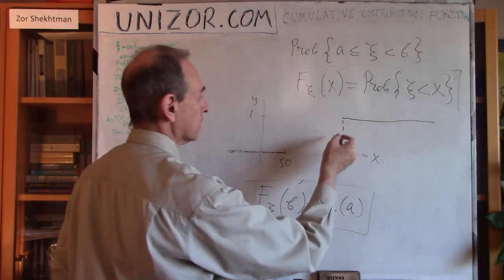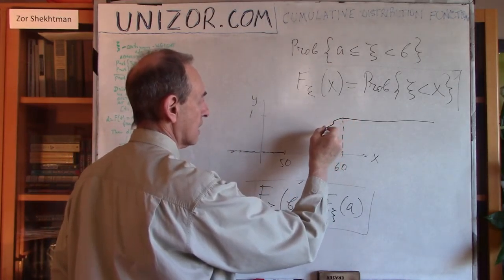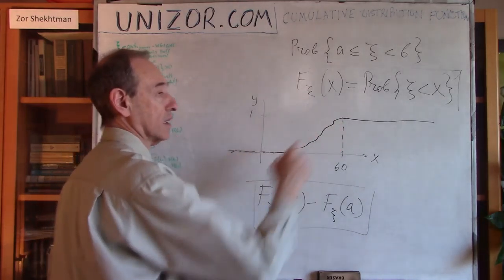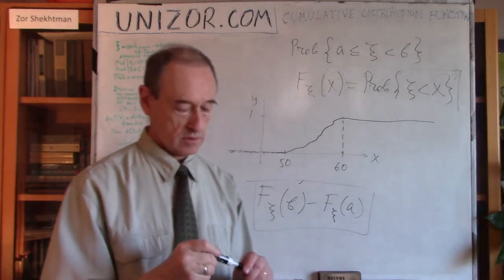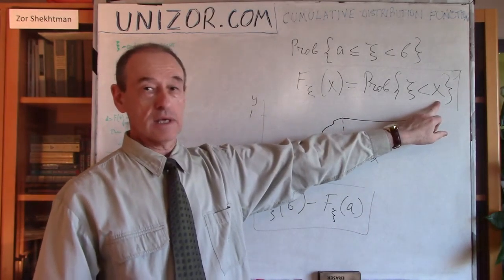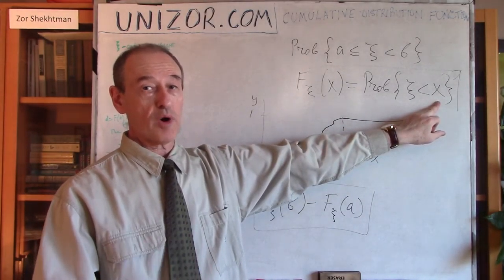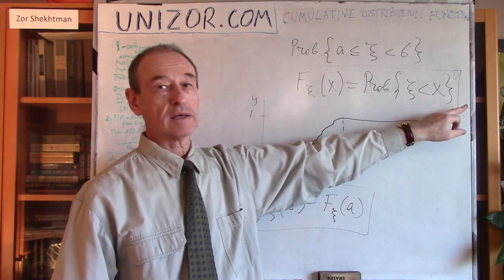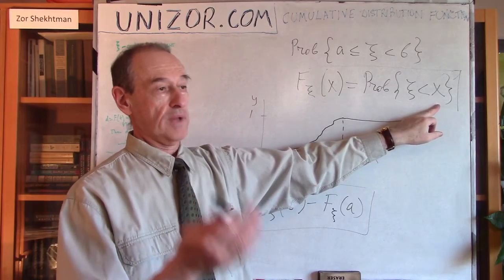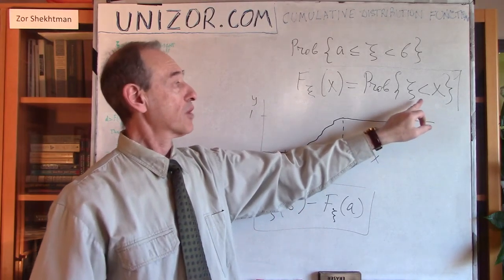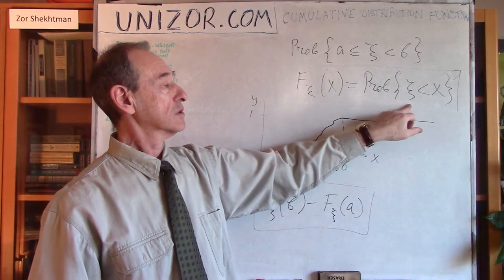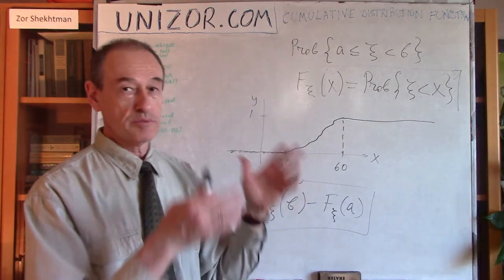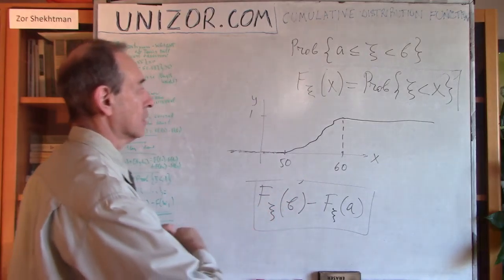Now, in between, it's whatever it is, but I would like to say that it's a monotonically non-decreasing function, because the greater the x is, obviously the greater the probability is, because again, the probability is a measure. If I increase the x, let's say it's x plus d, the probability to be less than x plus d would actually be broken into two.